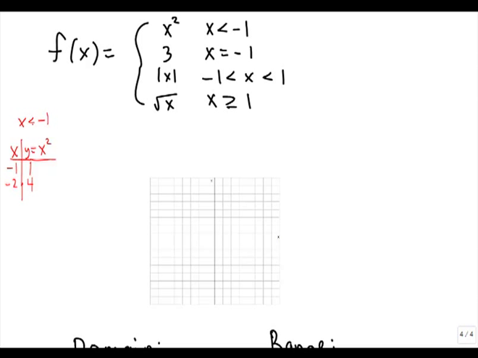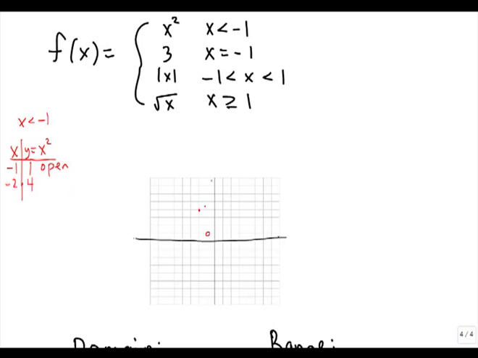Now because this was strictly less than -1, this first point that I'm plotting is going to be an open circle. So let's go ahead and plot that. (-1, 1) would be right here, open circle. So there's my first point, and then (-2, 4). Let me draw my axis in here a little darker. Then (-2, 4) would be here, and that's a solid dot.